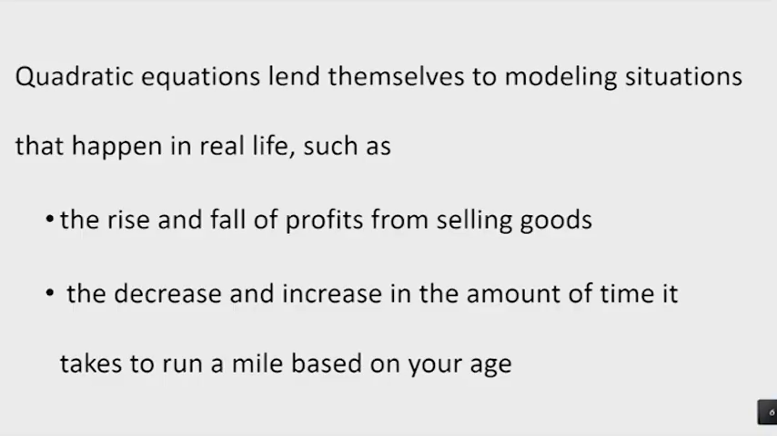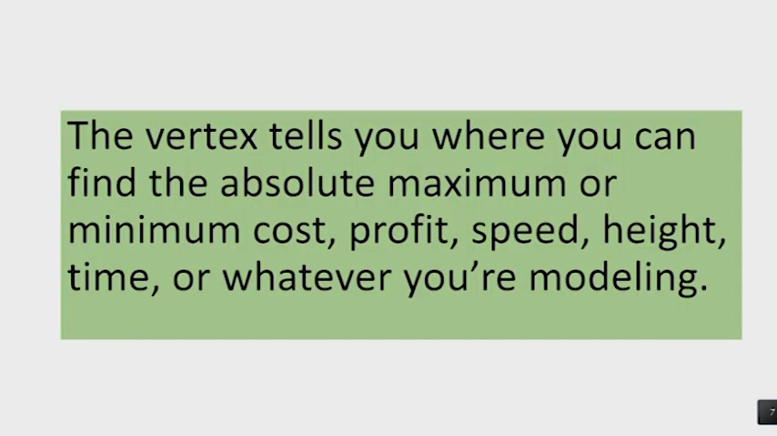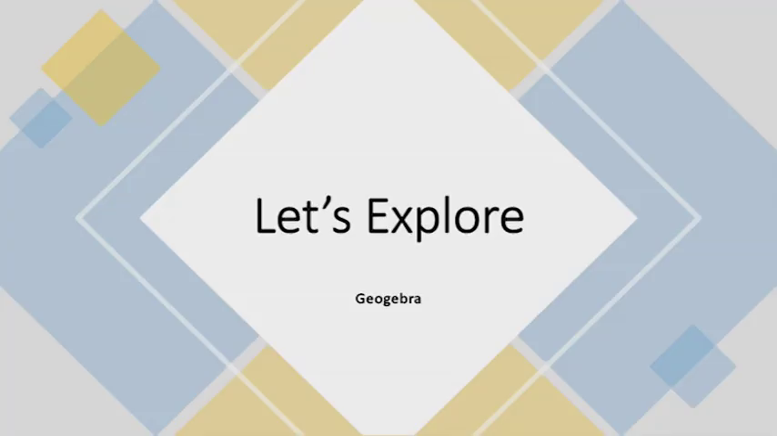Now, quadratic equations are often used to model real-life situations. So it may be that we're looking at the rise and fall of profits, or the decrease or increase in the amount of time it takes to run a mile based on your age. We also know that the vertex tells us where you can find the absolute maximum or minimum cost, profit, speed, height, time, or whatever it is that you're modeling. Now, let's explore GeoGebra.